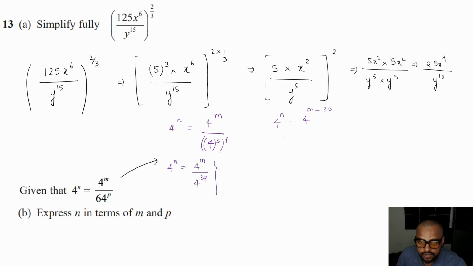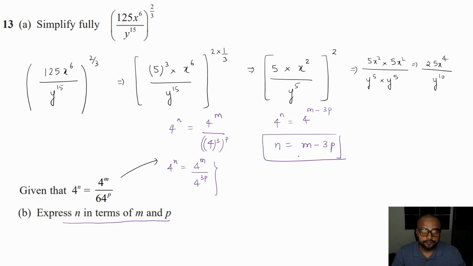So from here, we can say the bases are the same on both sides, so the exponents will also be the same. So the value of n expressed in terms of m and p is n equals m minus 3p. Okay, students, this is how we'll be getting the marks. For this method, you'll be scoring M1, and for this accuracy, you'll be scoring E1.